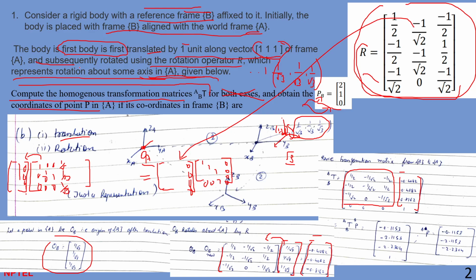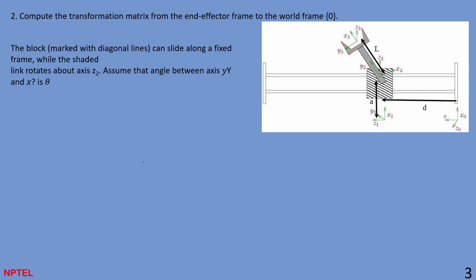This is question one, and there is one more question on transformation. Let's read out what the question says. Compute the transformation matrix from end effector frame to the world frame. So this is your world frame which is given here: x0, z0, and this is y0.